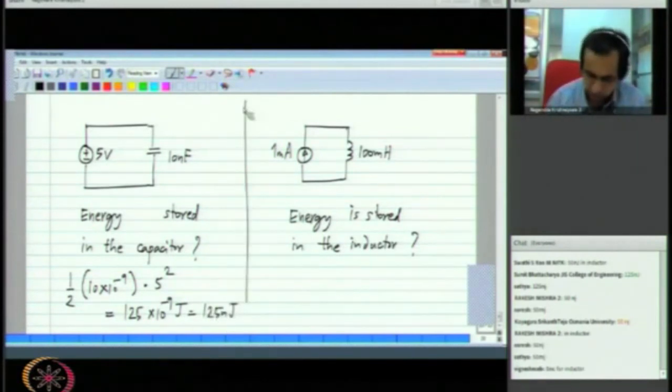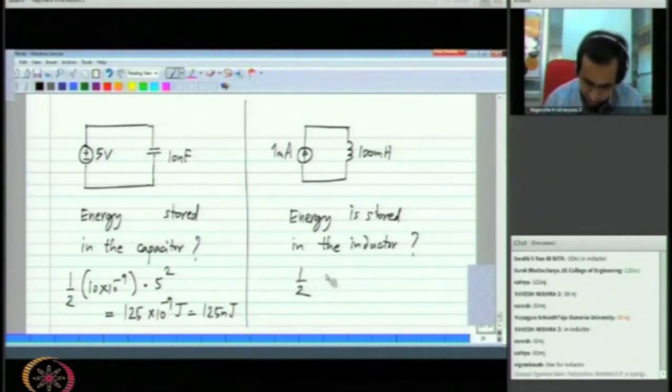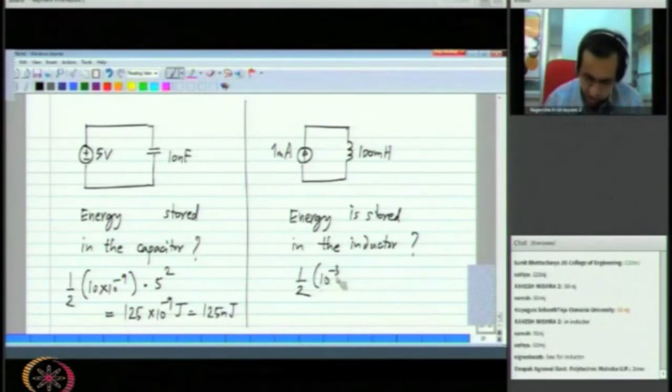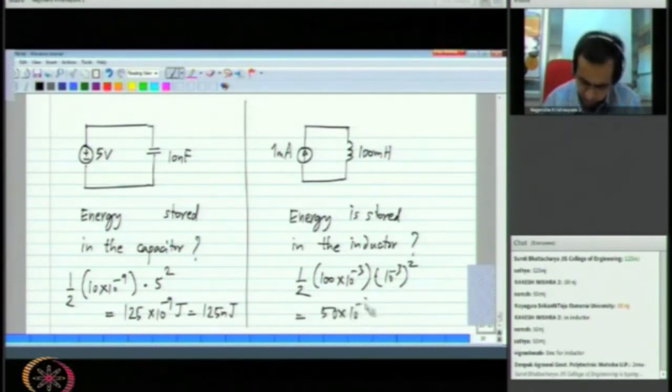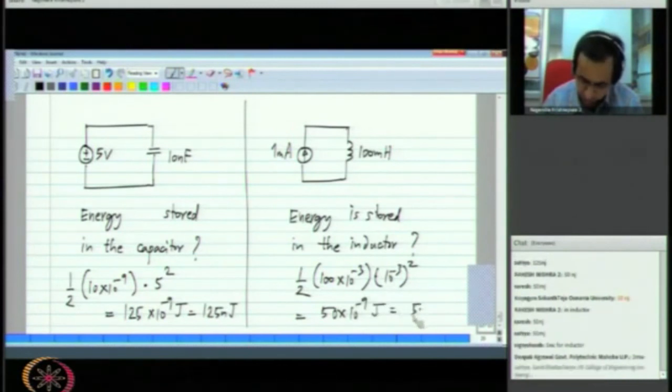And in this case, the inductor energy is half L I square. The current is 1 milliampere, that is 10 to the minus 3 amperes, times the inductor is 100 millihenries, which is 100 times 10 to the minus 3 henries, times 1 milliampere, which is 10 to the minus 3 squared. And this gives you 50 times 10 to the minus 9 joules, or 50 nanojoules.